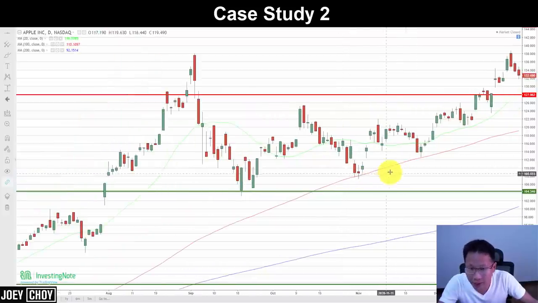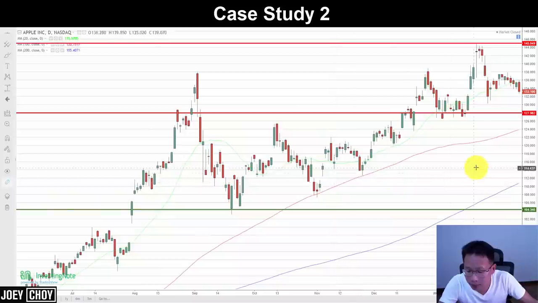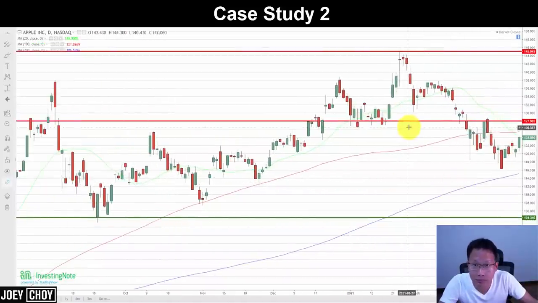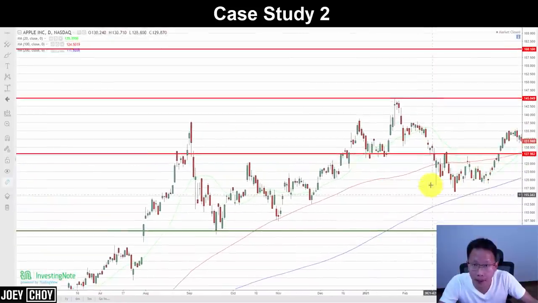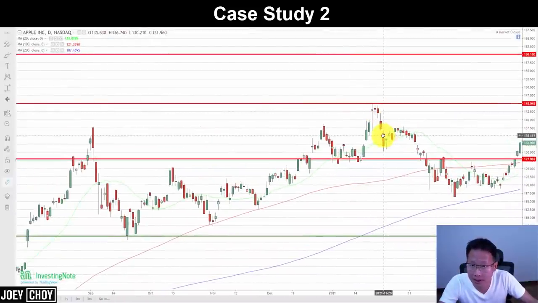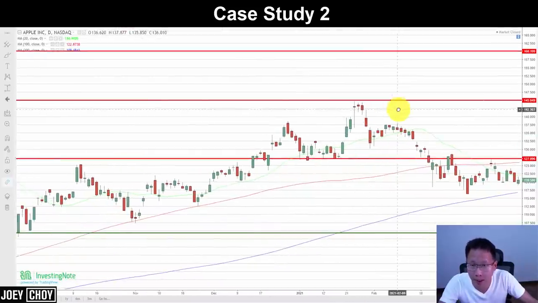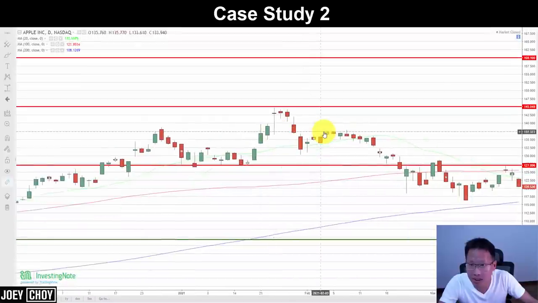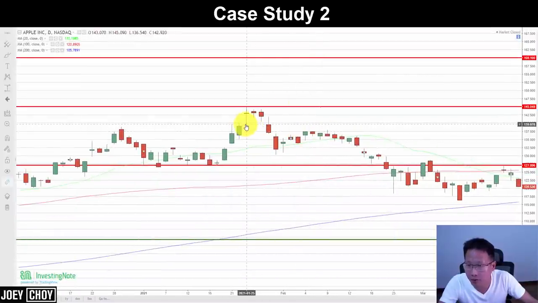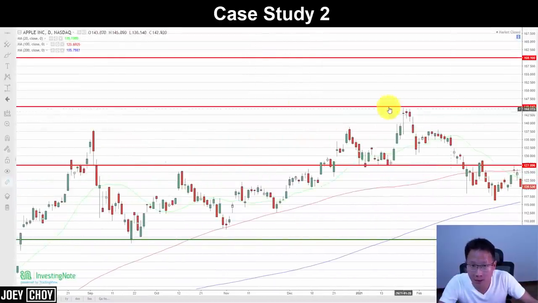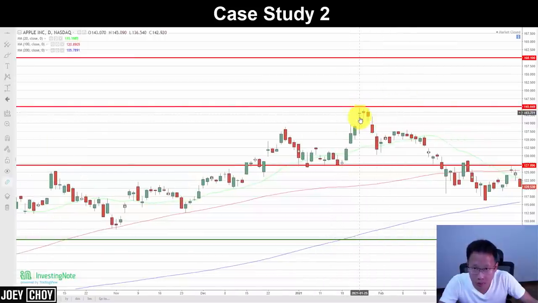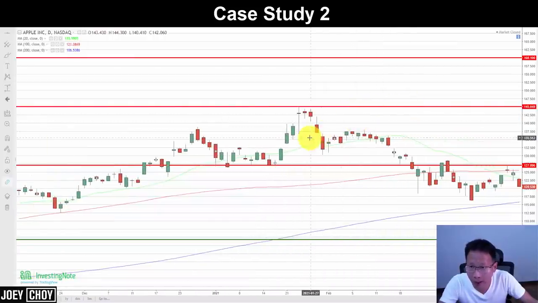Okay, let's see if there's any other signal. Okay, I think somewhere around here, look at this right here. 25th of Jan 2021. This is another signal. You can see this was where it pushed up to a new all-time high. And look at this bar right here, guys. On the 25th of Jan 2021, right at this level with 145, that's where we saw this bar come out right at the top.